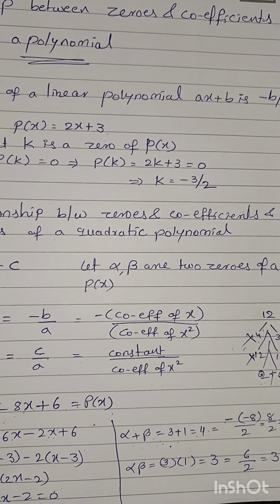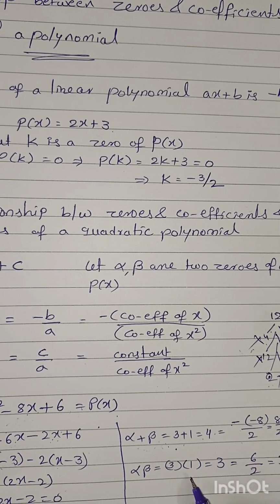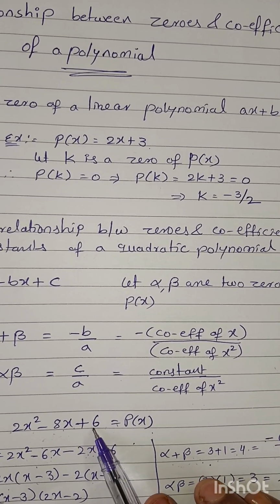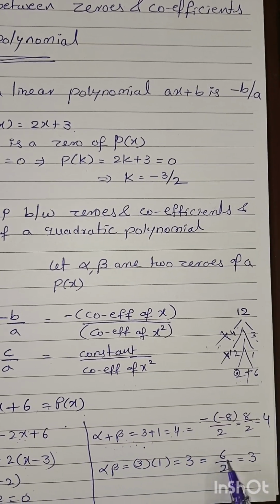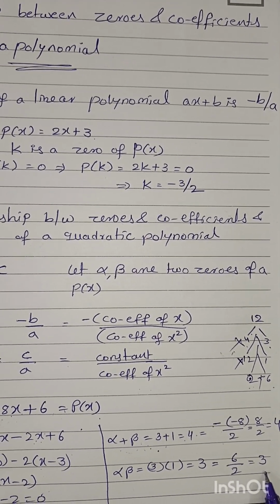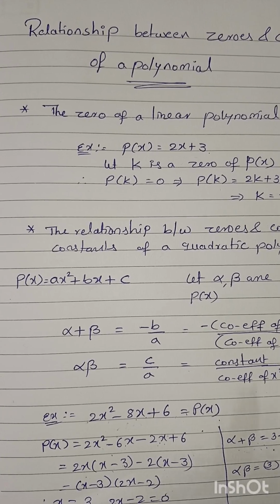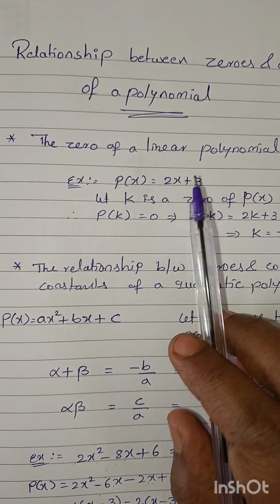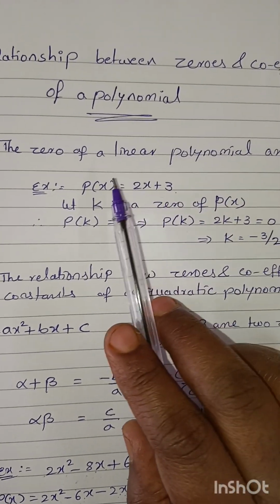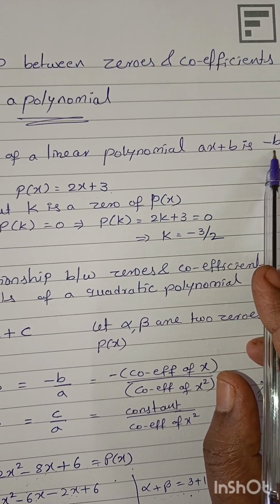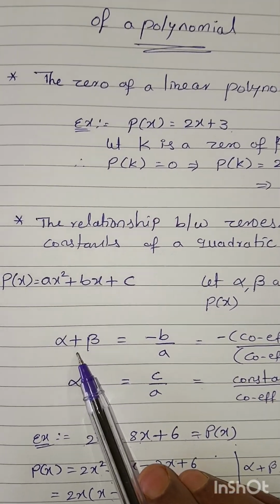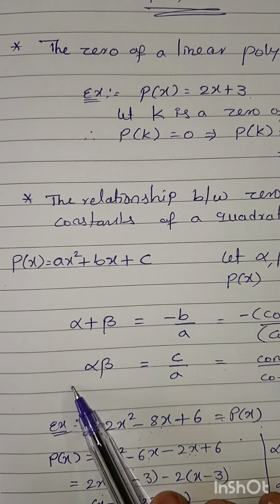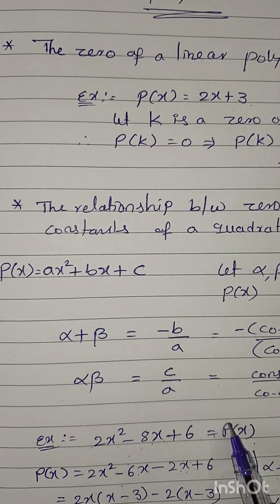So both are equal. Next, alpha into beta equal to 3 into 1, that is 3, equal to c by a. So here the constant is 6, a is 2. 6 by 2 is also equal to 3. So the conditions are satisfied. So relationship between zeros and coefficients of the polynomial: for a linear polynomial, the zero is minus b by a, and for a quadratic polynomial, the sum of the zeros equal to minus b by a and the product of the zeros equal to c by a.